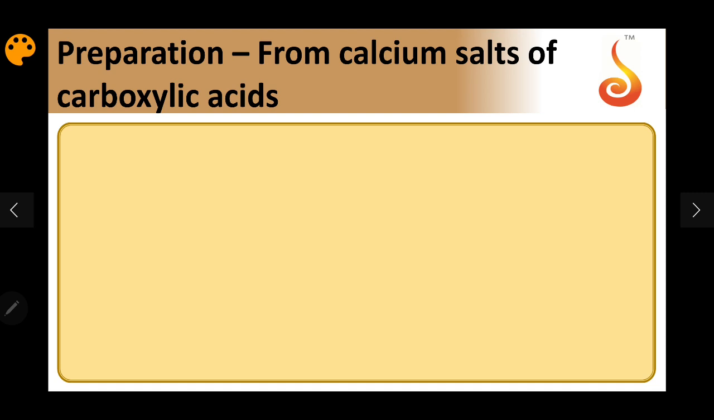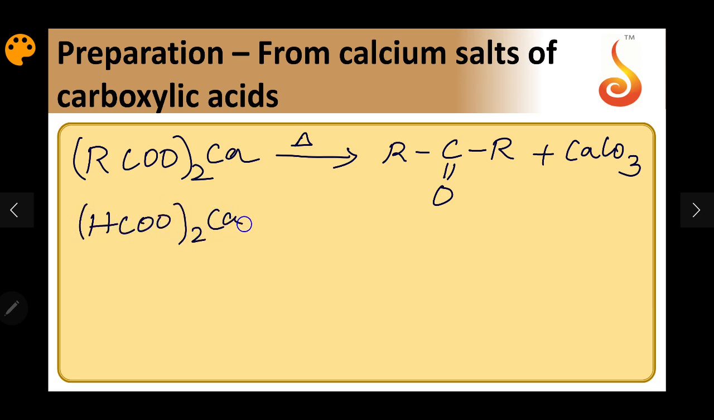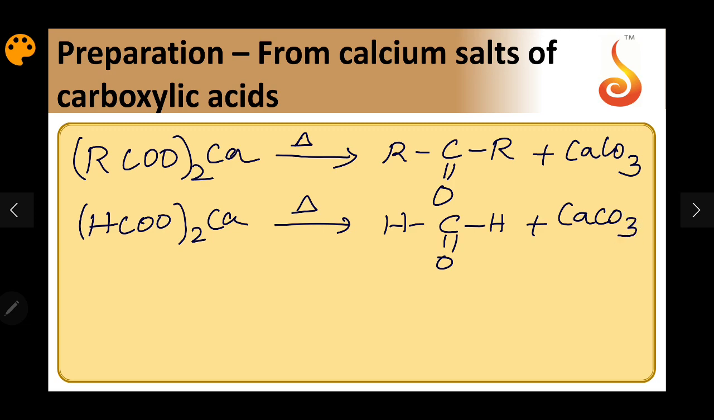Second method, from calcium salts of carboxylic acids. If I take the general equation for this, (RCOO)2Ca, a calcium salt of carboxylic acid, and heat it, thermal decomposition, it will form symmetrical ketone. Byproduct is always going to be calcium carbonate. So if I take (HCOO)2Ca, on heating it forms formaldehyde. To get formaldehyde I have to use calcium formate. Any other calcium carboxylate will give symmetrical ketone.